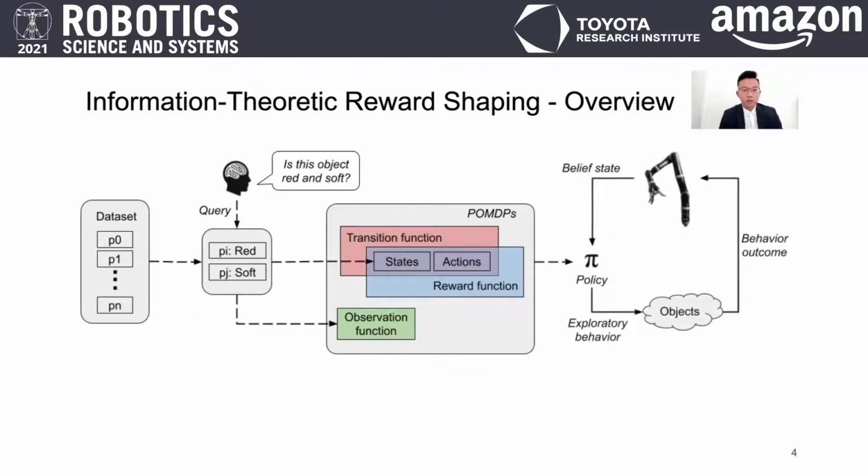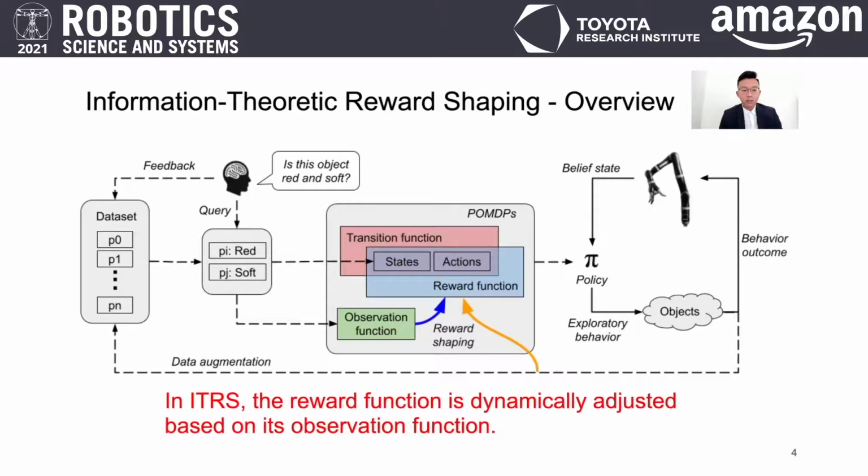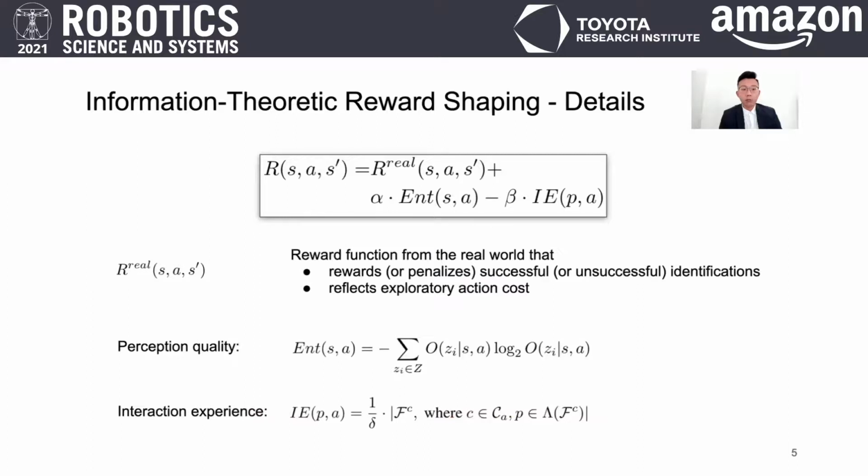The robot uses the generated POMDP to compute a policy pi and interacts with the queried object. During the interaction, the robot augments its dataset using the data collected from its action executions. At the end of the trial, the human will give feedback to label the perceived sensory data. In standard POMDPs, observation and reward functions are independently developed. In our method, we dynamically shape the reward using the observation function as well as the robot's interaction experience. Fundamentally, our approach achieves the trade-off between exploration for attribute learning and exploitation for attribute identification. We designed the information-theoretic reward function based on environment rewards, perception model, and interaction experience. Details can be found in the paper.